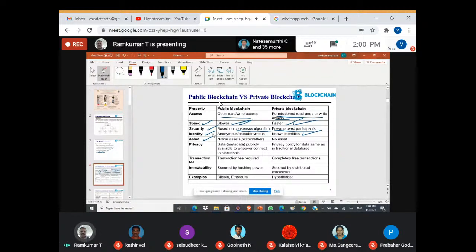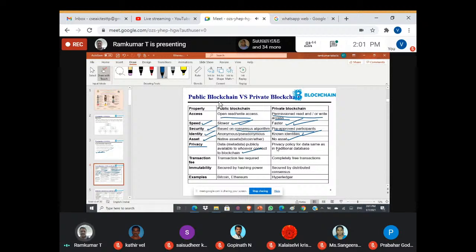And if I'm talking about privacy, how the data is given privacy: based on the metadata it is publicly available, but the identity is not understandable. We know that, right? So it is publicly available, but it cannot be understood. That is the issue in the privacy.